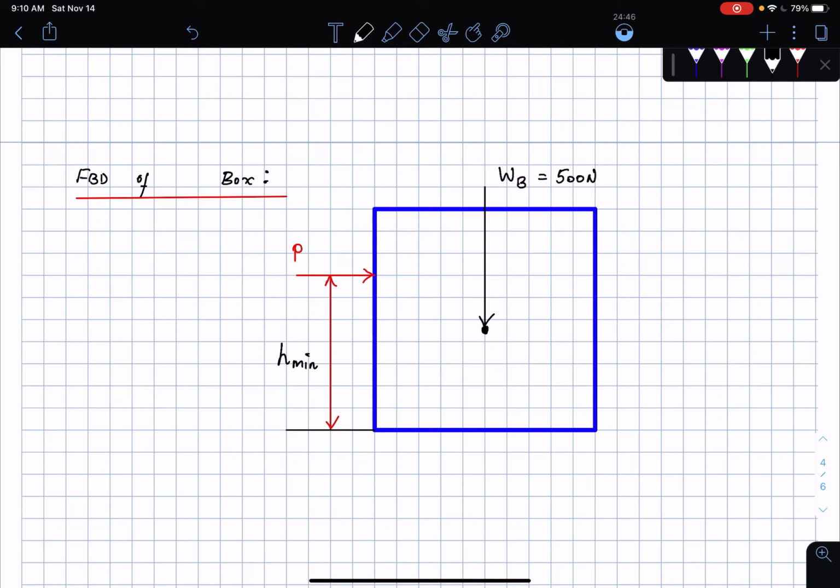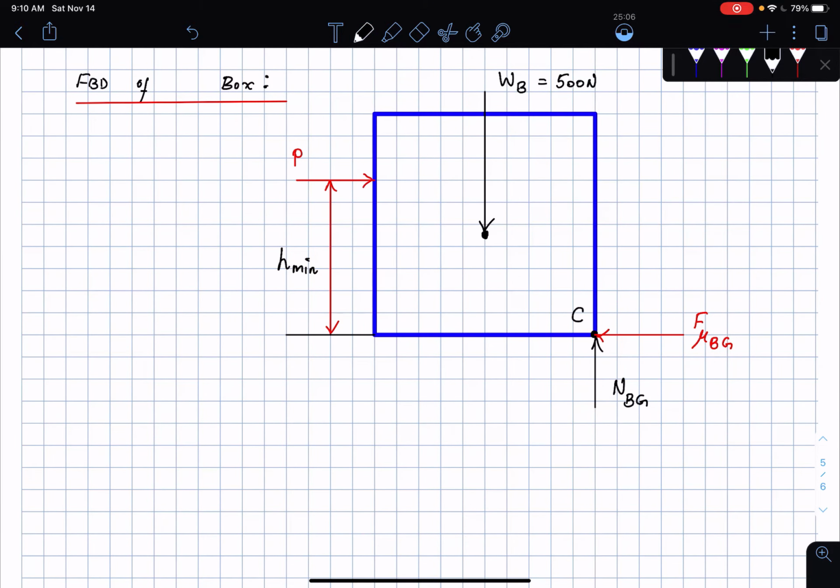The location of the normal force is known because this is the contact point C, right? Which means that the location of the normal force is known to me, and so this is going to be N BG, and then the direction of the friction force is opposite to the force applied, and so that location is also known to me, F mu BG. And so what are the equations that I have? F mu BG is mu BG times NBG, and this was given to us as, I think, if I remember right, 0.3. So this is 0.3 NBG.